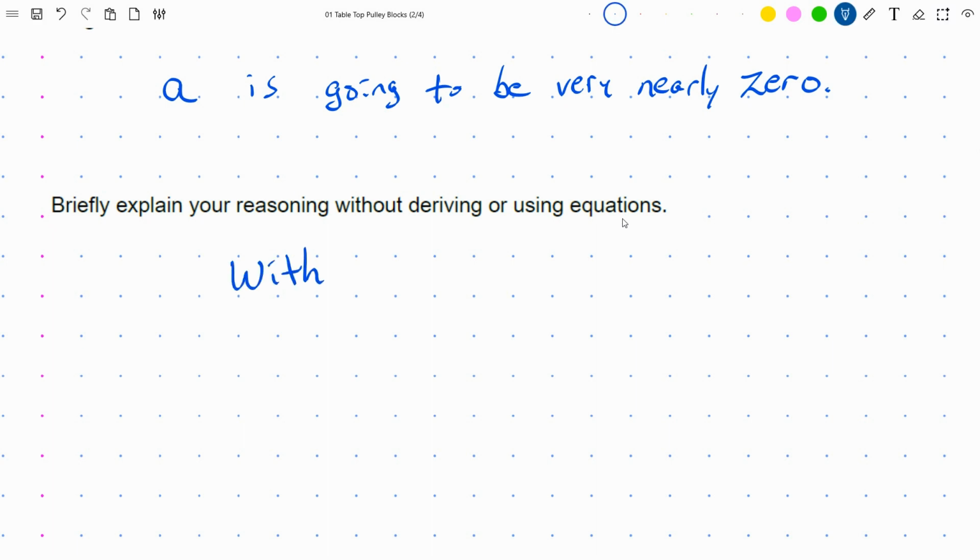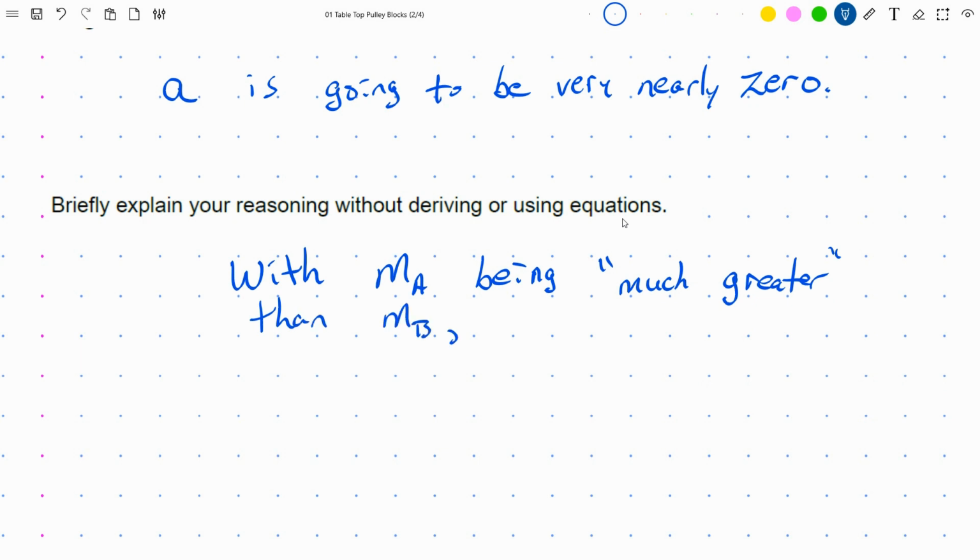With the mass of A being much greater than the mass of B, the mass of B is effectively, and of course you don't have to use this wording, as long as you're communicating the idea across, you'll be fine. The mass of B is effectively negligible.